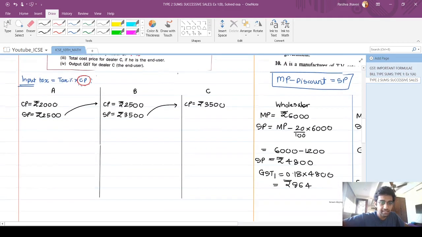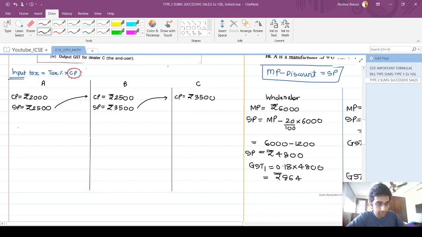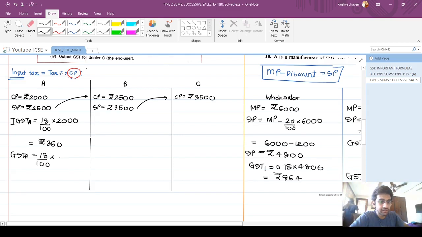They've told us the GST rate is 18%. So first we will find the input tax. Okay, input tax for A. I'll call it IGST. Input GST for A will be 18% of 2,000, because we have to take it on the CP. Remember, this will be rupees 360. His normal GST, if you want to see the difference, will be 18% of 2,500, which is nothing but 18 into 25, rupees 450.